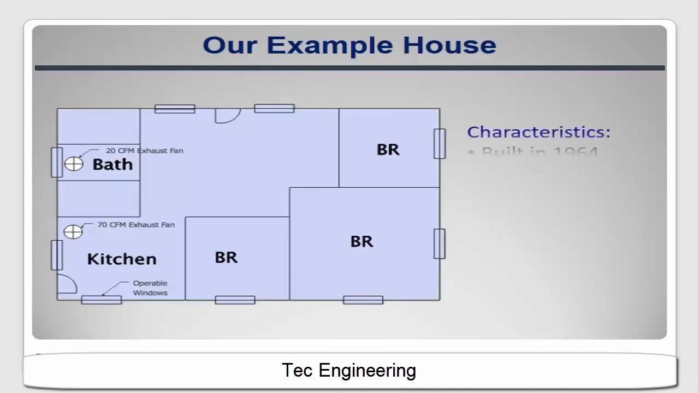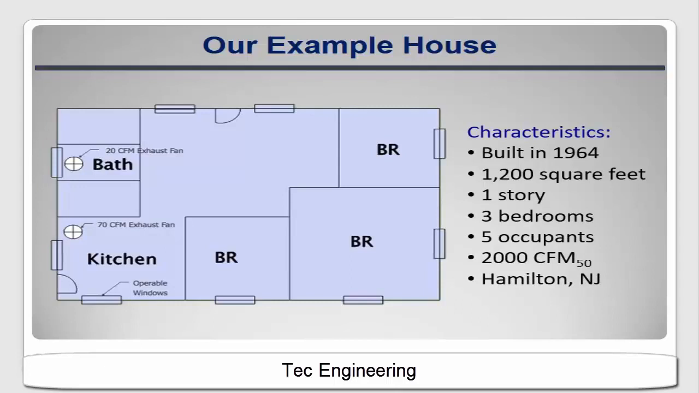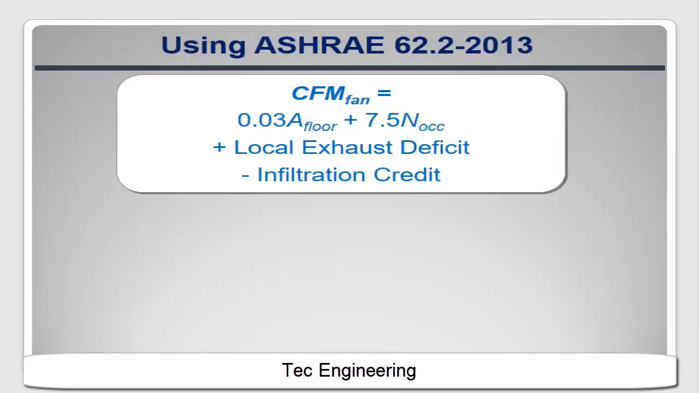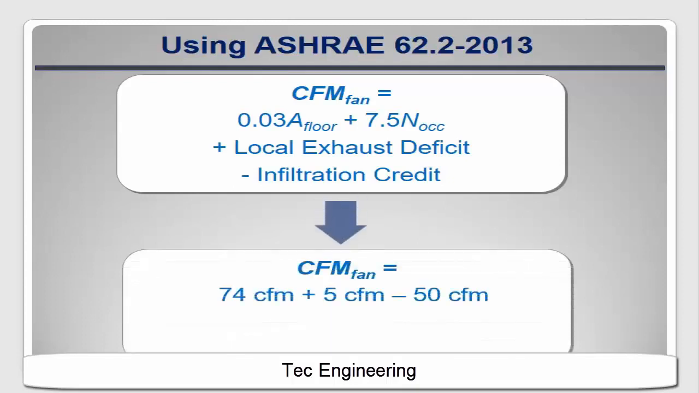Remember, our house was an existing 1960s vintage, 1,200 square foot ranch in central New Jersey with 3 bedrooms, 5 occupants, and a blower door reading of 2,000 CFM at 50 pascals. We did the ASHRAE 62.2 2013 calculations in the last lesson. You can go back and review them if you want to. The base formula gave us a requirement of 74 CFM. The local ventilation deficit from the kitchen and bathroom was 5 CFM, and the infiltration credit, based on the blower door reading, was 50 CFM. When we combine them all, we come up with 74 plus 5 minus 50, which equals 29 CFM. A fan is required and it must provide 29 CFM of continuous ventilation.